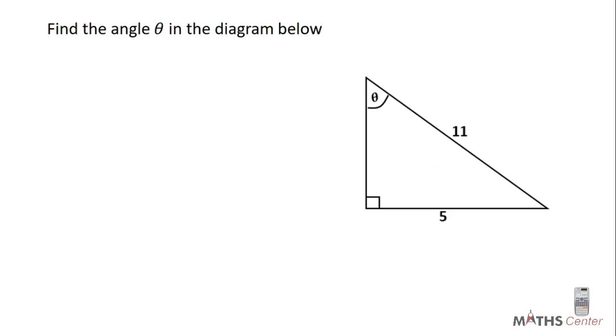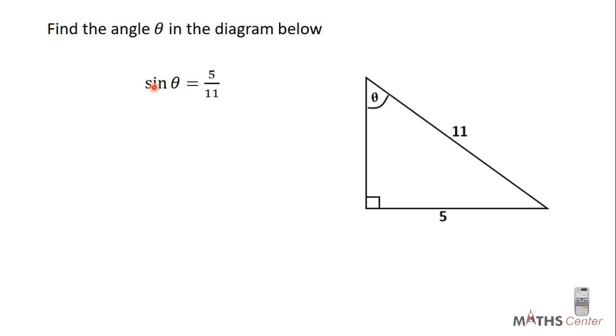Find the angle theta in the diagram below. So in this diagram, we have our angle theta here. So this is the acute angle that we are going to find its value. Considering theta, we will see that this side here is opposite to theta, and this side here is the hypotenuse. So in this diagram, we have opposite and we have hypotenuse. Which one of the 3 trig ratios should we use? If you have opposite and hypotenuse, we are going to use sine.